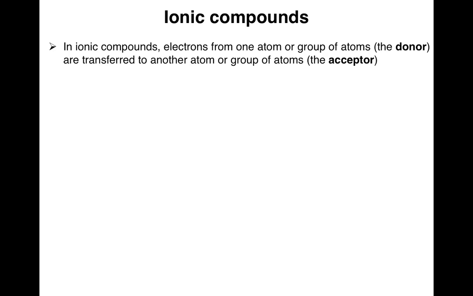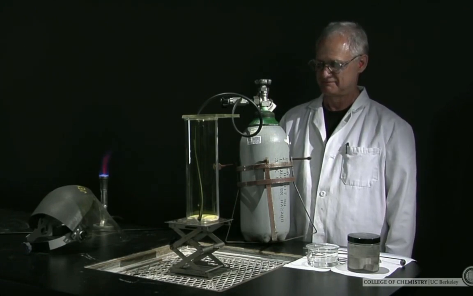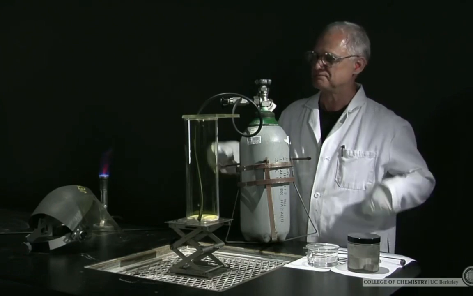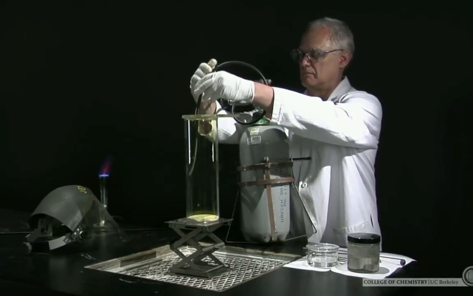Let's discuss ionic compounds first. An example of an ionic compound is sodium chloride, table salt. Let us watch the formation of sodium chloride from solid sodium metal and chlorine gas. We've asked Lonnie to demonstrate the formation of an ionic bond, in this case, the bond between sodium and chlorine in sodium chloride.